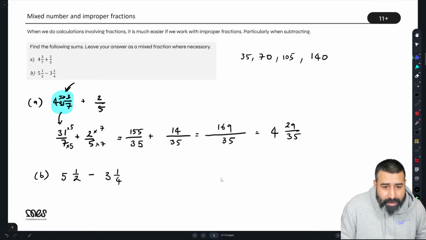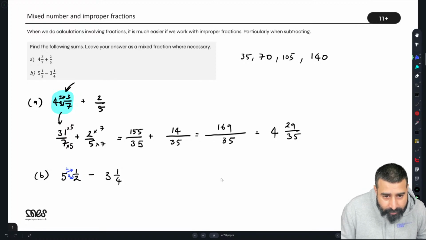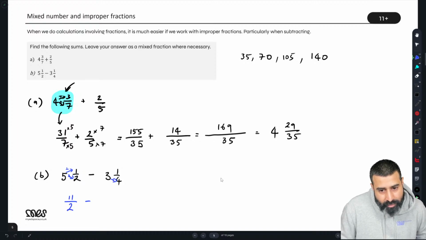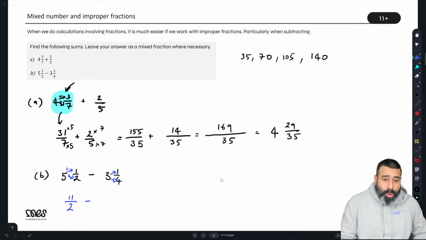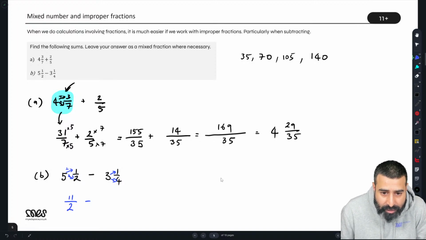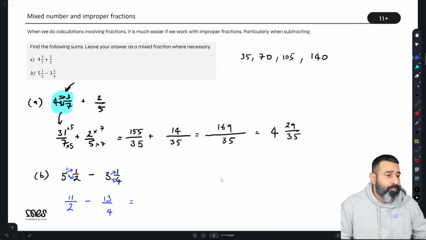Right, so let's convert these mixed numbers into improper fractions. So we're going to multiply that together and then add on the 1. So this is going to become 5 times 2 is 10 plus the 1, which is 11, over 2. Minus, let's convert 3 1/4 into an improper fraction. So 3 4s are 12 plus the 1, which is 13, over 4. Okay, cool. So now what do we do?